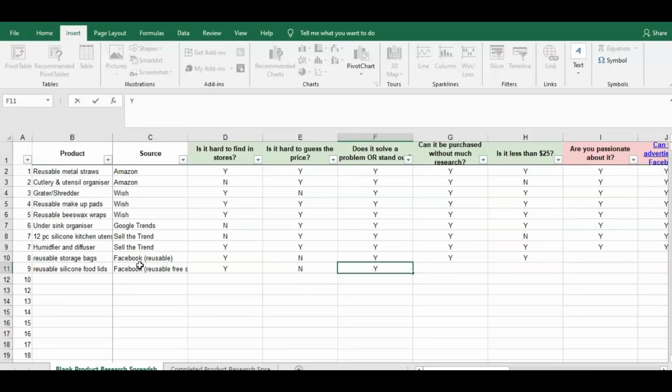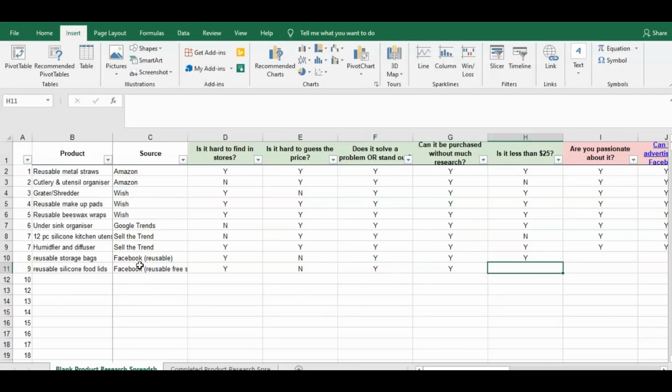Does it solve a problem? Definitely. That's a big problem for me. I'm always putting leftover food into the fridge, or something that I've opened and only half used, and I'm always looking for lids to go with pots. So for me, that's a massive problem. Can it be purchased without much research? Yes, and I believe they were less than that.